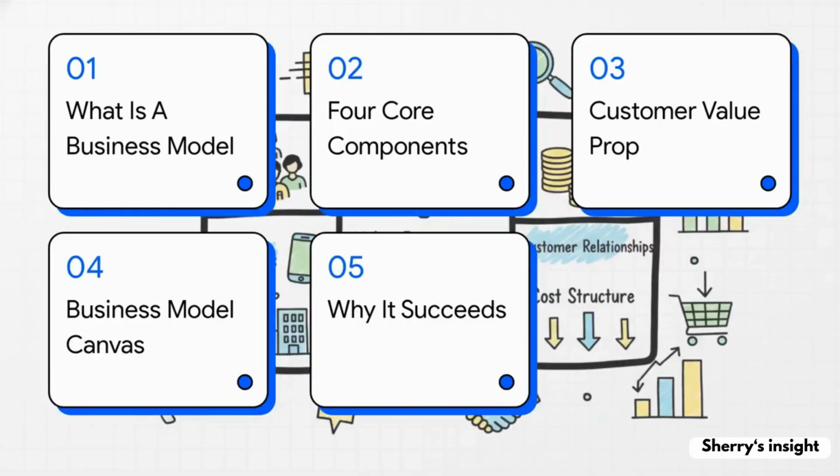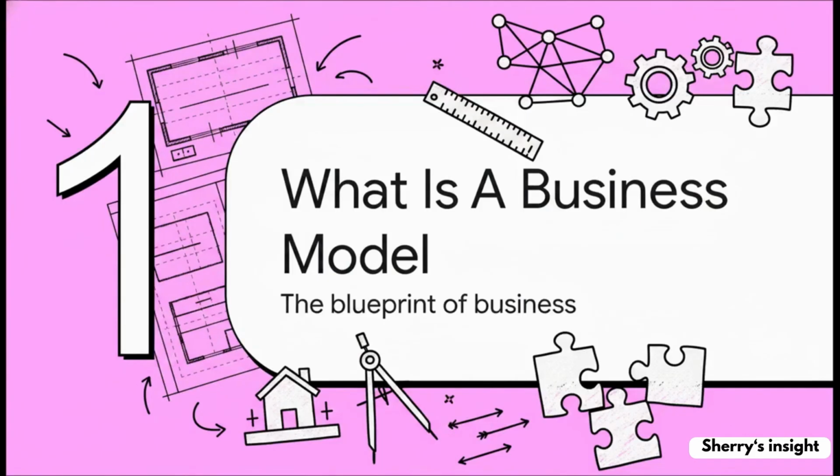Here's our roadmap for this explainer. We're going to break down exactly what a business model is, unpack the 4 core components of a business, dive deep into the customer value proposition, map it all out on the business model canvas, and finally, look at why this specific framework actually succeeds where others fail. Okay, let's dive right into this.